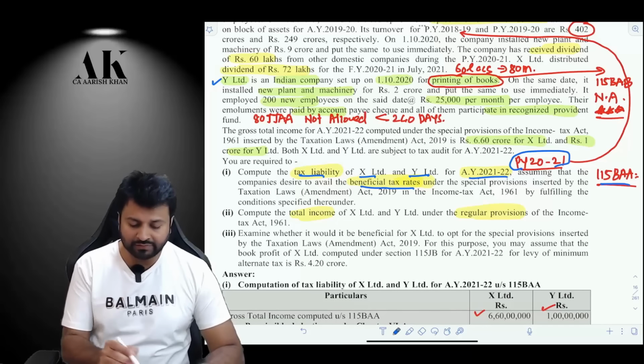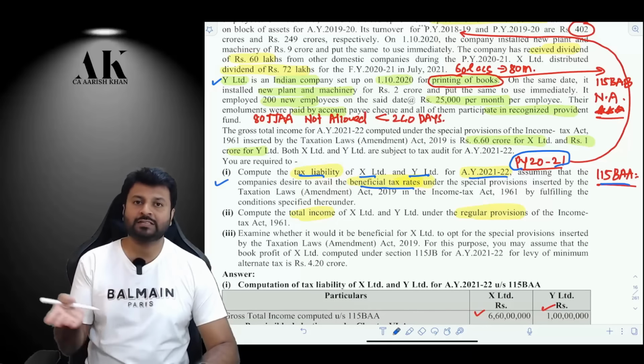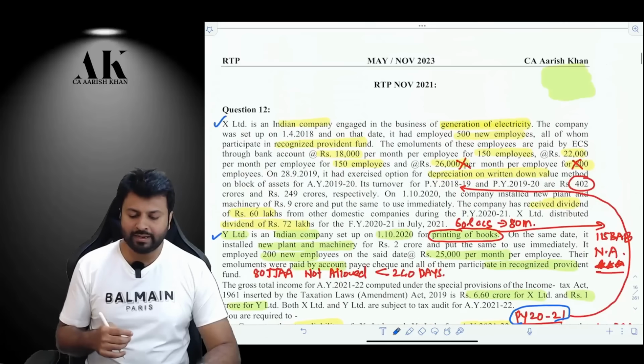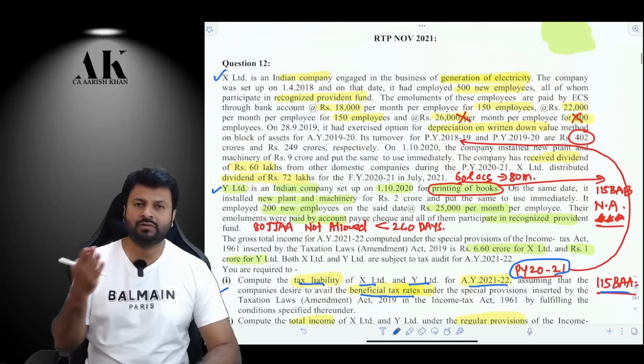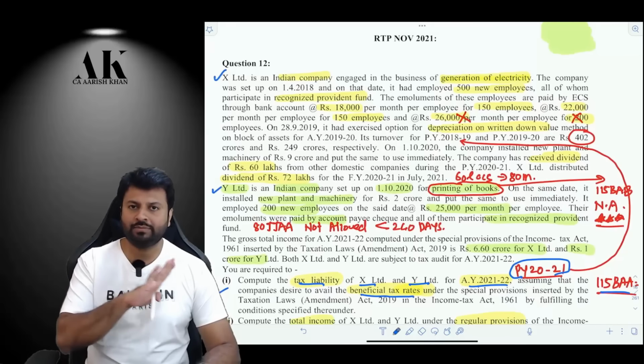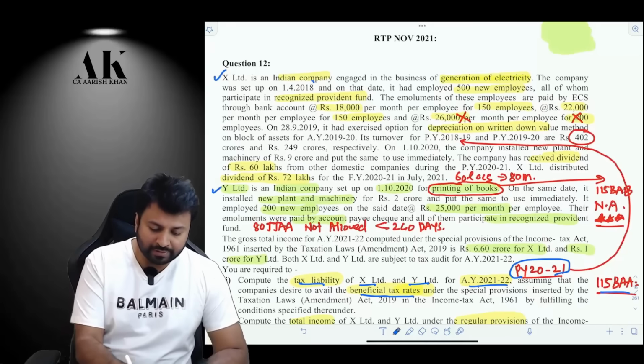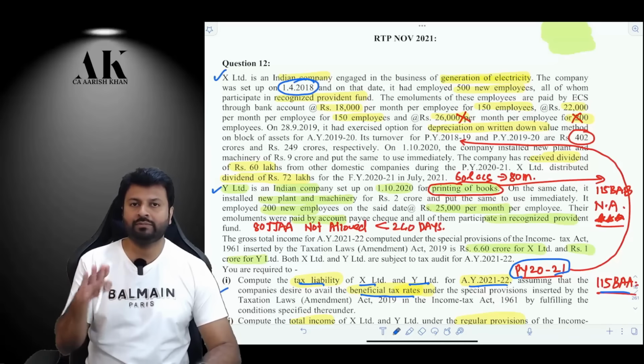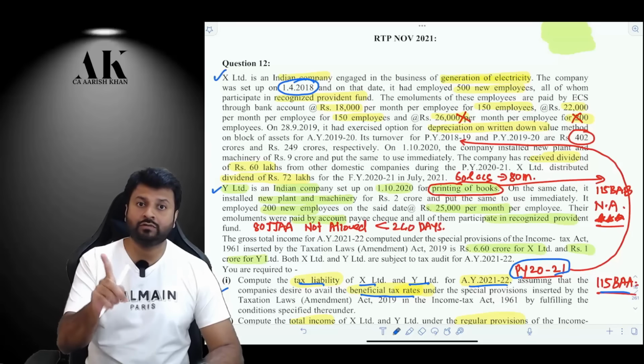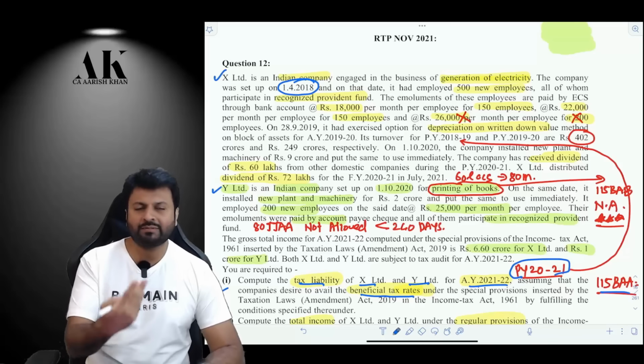First of all we have to compute the tax liability of both the companies as per the special rates. Which special rates will be applicable? There are two special rates: 115BAA and 115BAB. Now 115BAB is not applicable to the first company because it was formed in 2018, so 115BAB is out of question. 115BAB is applicable if the company is formed from 1st October 2019 to 31st March 2024, and it should be a manufacturing company.